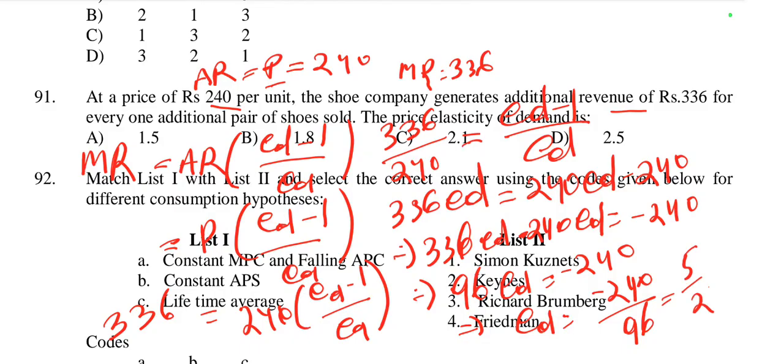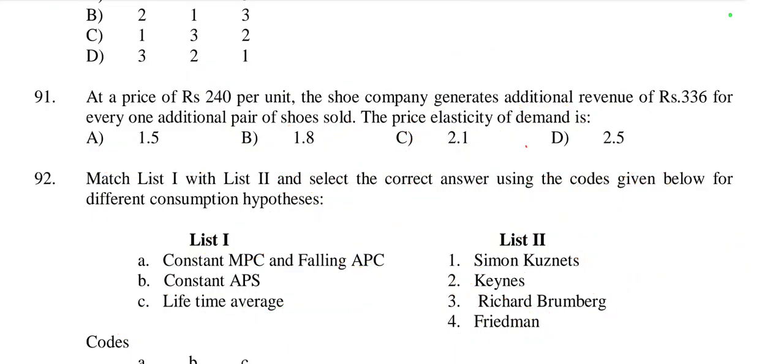5 by 2 is equal to 2.5. So the right option is 2.5. Here the elasticity of demand value is equal to minus 2.5. If we take the modulus, then the ED modulus is equal to 2.5. So here the right option is option number D, 2.5.